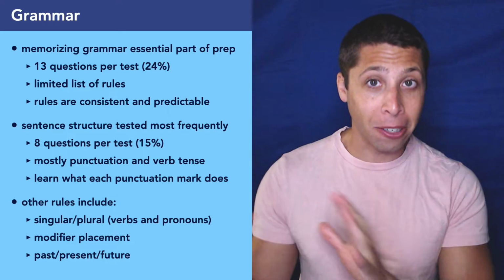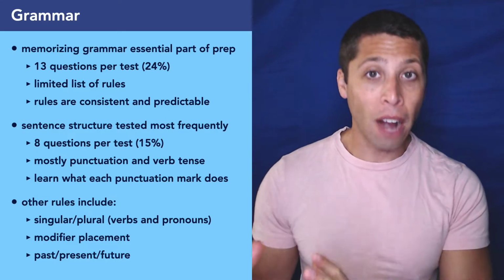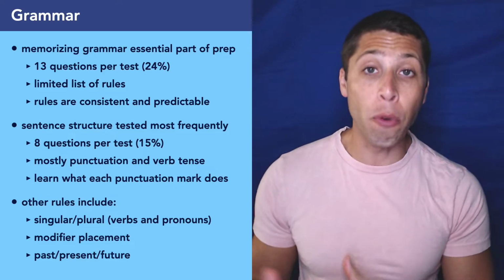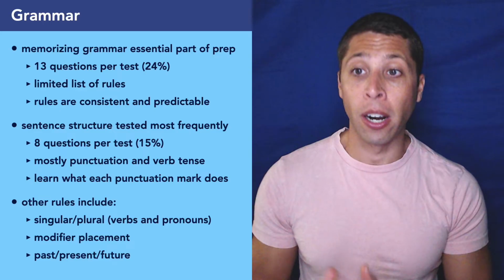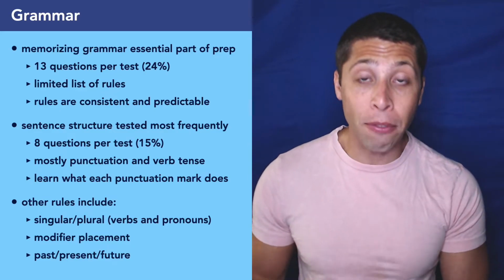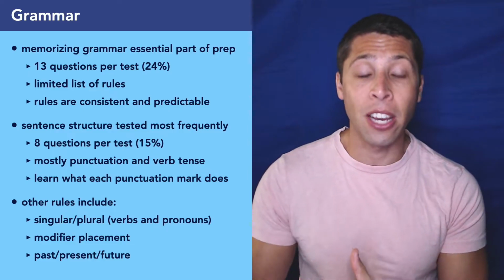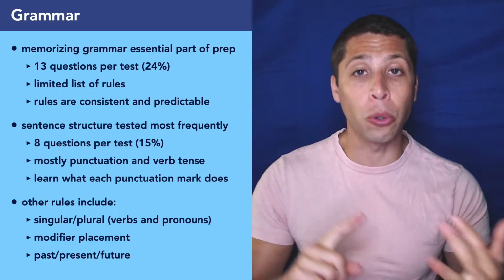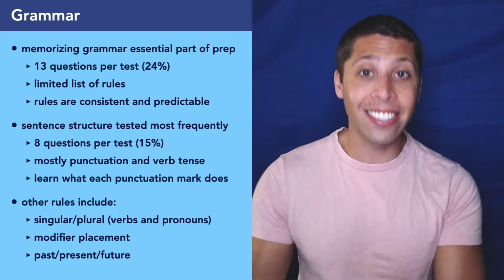As you can see from this little chart here, we have a lot of questions that are covered by grammar rules. So about 24% of the test, and specifically questions about sentence structure account for 15% of the reading section. That is a lot of points. That's a lot of questions, 8 per test, where basically if you know the punctuation rules and you know how to build a sentence, you're going to be able to earn some pretty consistent points.